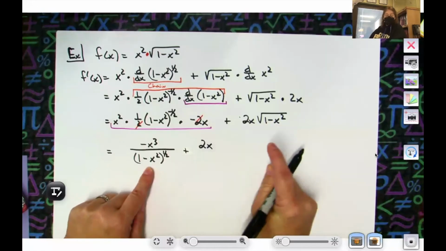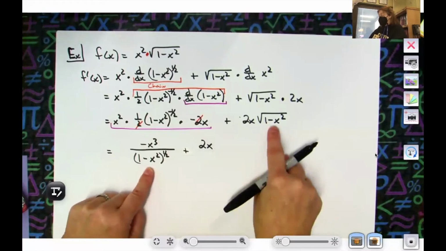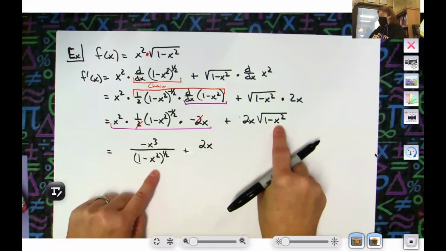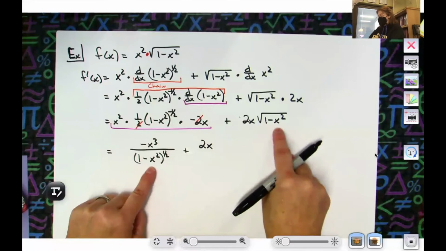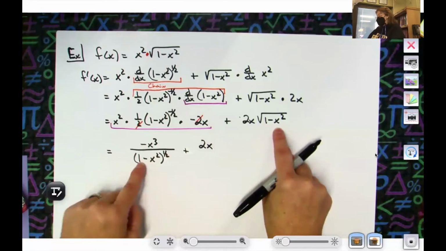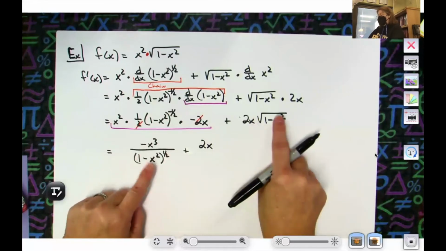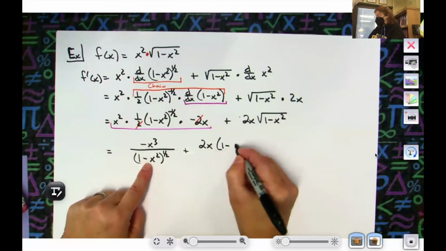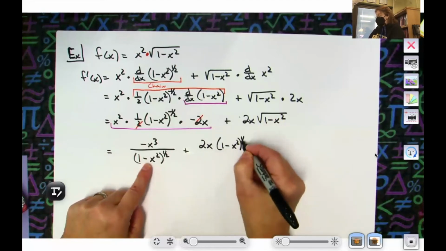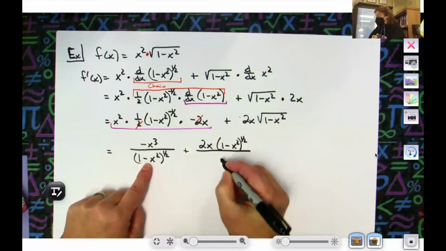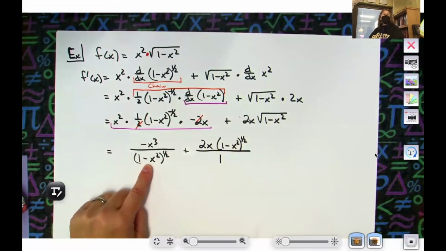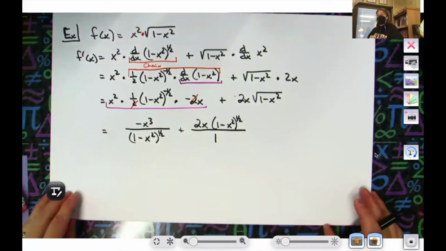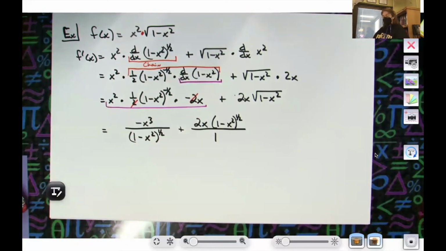All right, now on this one, look at the consistency here. Are my insides the same? 1 minus x squared. This is to the 1/2 power, which is a square root. I want it to match so I can manipulate it a little bit. So I'm going to go 1 minus x squared to the 1/2. I'm going to put it over 1. This is the algebra on steroids part.